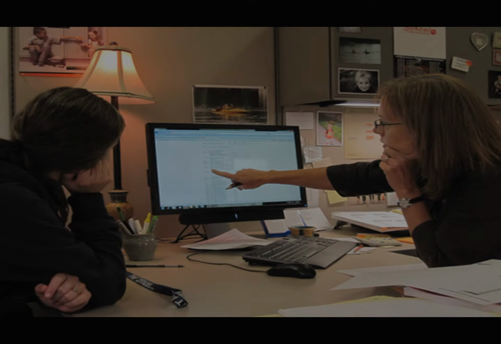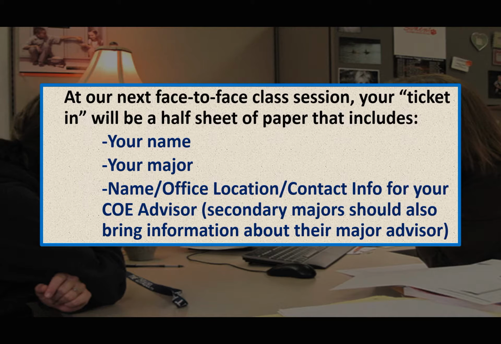Don't forget that when you arrive to our next face-to-face meeting, your ticket in is a piece of paper that shows that you completed this tutorial. It can be a sticky note, a note card, a half sheet of paper, but it should have the following information listed. It should show your name, your major, and then the name, contact info, and office location of your academic advisor. Remember, secondary ed people, you are going to have two advisors listed because you'll have one in the COE and one in your content area.